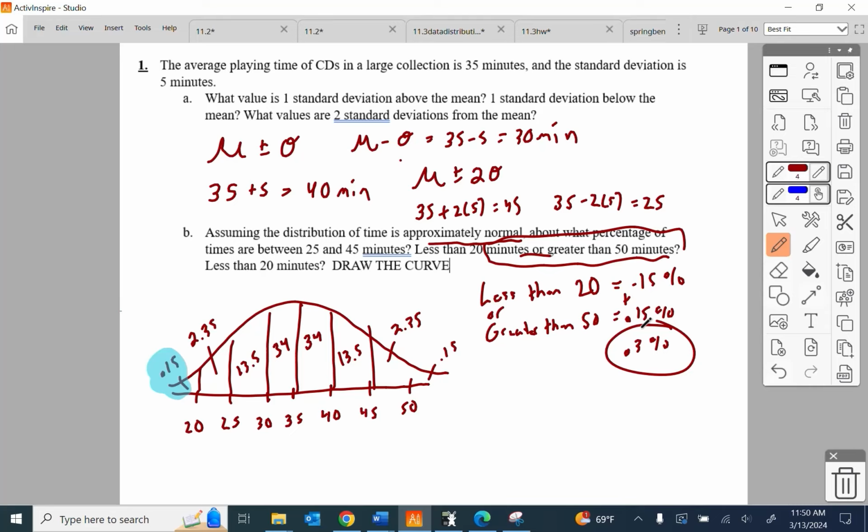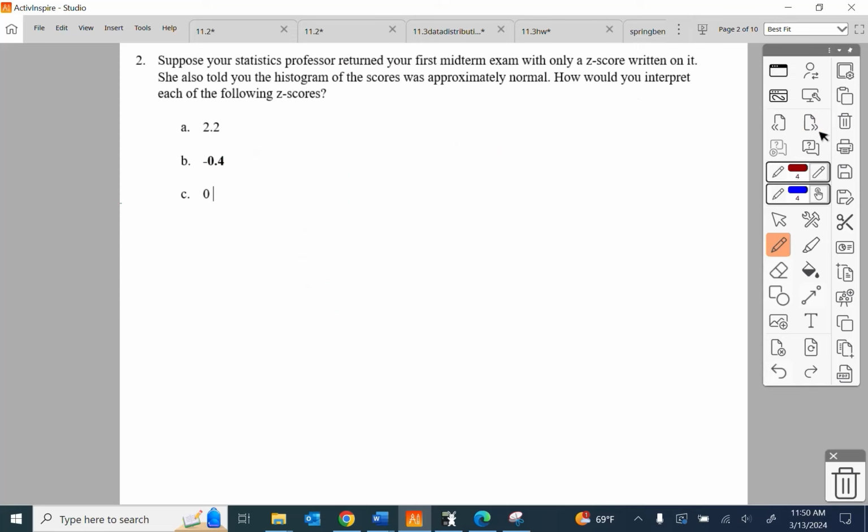And then finally we have just the straight up less than 20. We already did that math. It was 0.15%. All right, cool. Moving forward. I highlighted part B on this one. I'm going to let you guys do A and C.